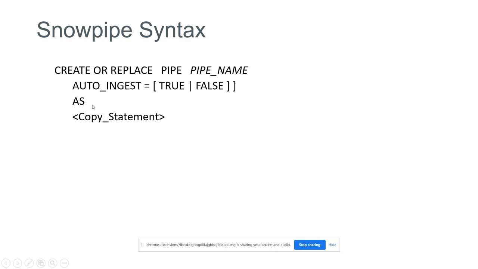Okay, so create or replace pipe name auto ingest equals true, and then we have to put our copy command here. Copy into table name from the external stage name, storage integration, the file format, all that copy command we have to place here. So this is the simple syntax of creating a Snowpipe.